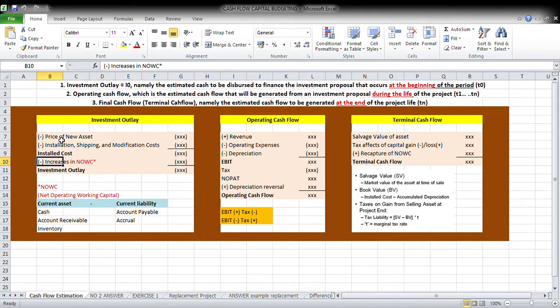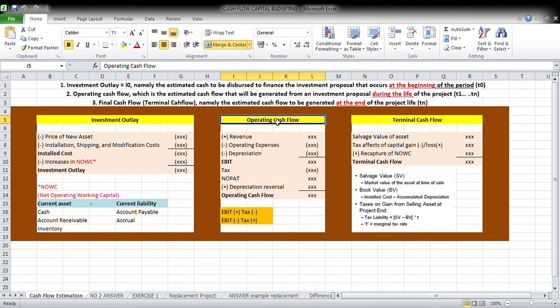The next step is minus the increase in NOWC, or net operating working capital. It means that NOWC is the current assets minus the current liabilities. This is the example of current assets, and this is the example of accounts payable and accruals, examples of current liabilities. And then we get the investment outlay.